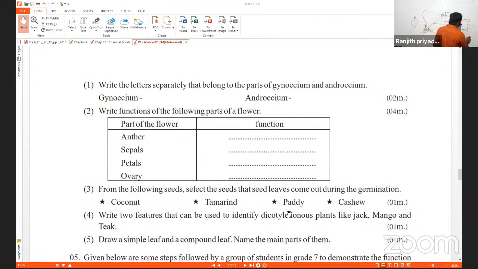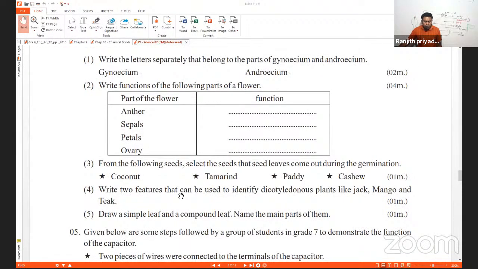But in coconut-like plants, what comes out directly? They don't have two cotyledons. They have only one cotyledon, monocotyledonous. So directly we can see the initiation of the leaves. Therefore, the seed leaves come out in tamarind and cashew. Okay, good. Your answer is correct.